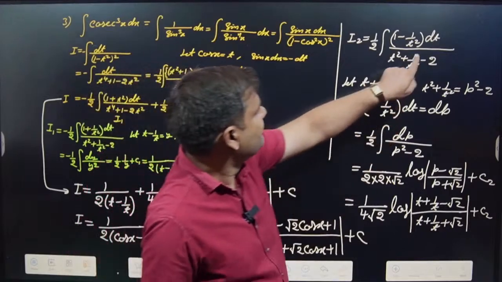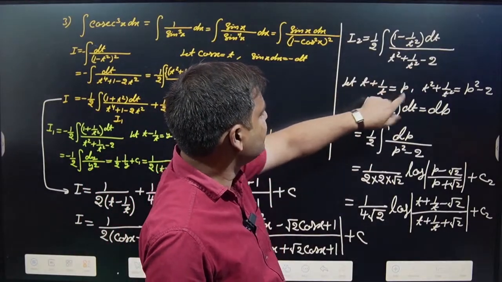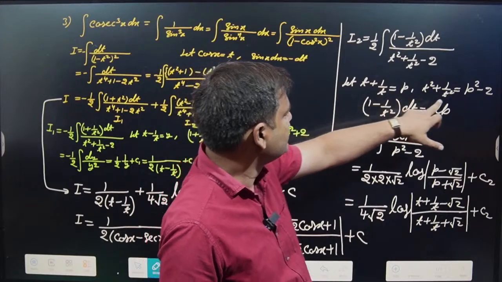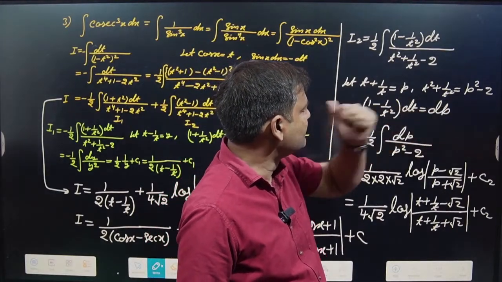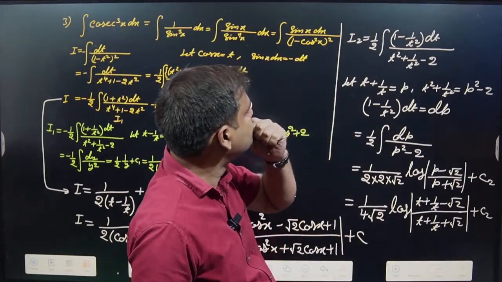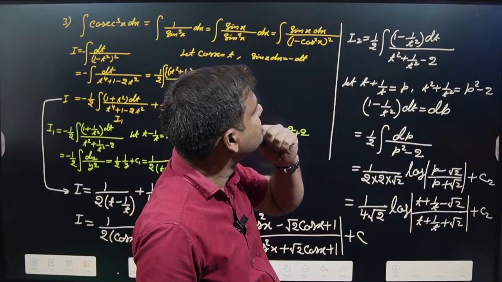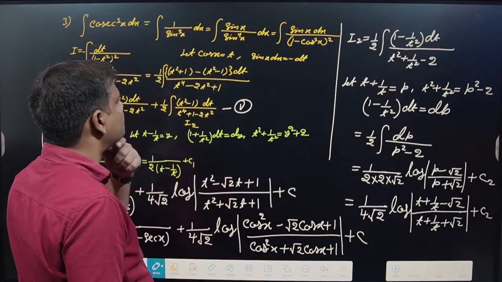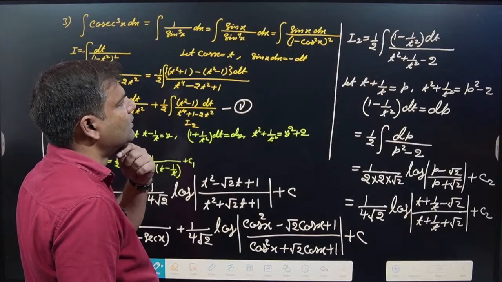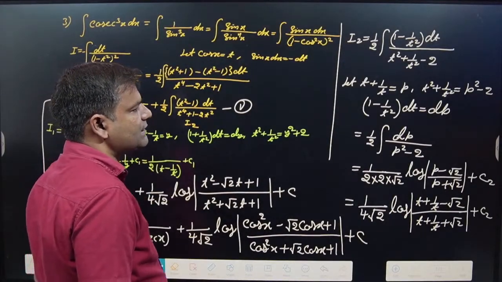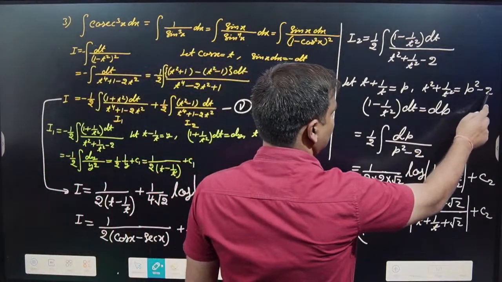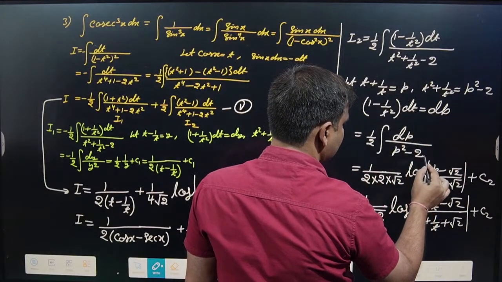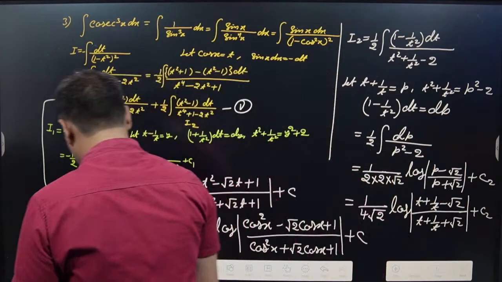Now in this part, t plus 1 by t is p. So t square plus 1 by t square is written as how much? p square minus 2. Okay, so you can say that minus p square minus 2 and here minus 2 already, so minus 4. Recheck again, is it right or wrong?